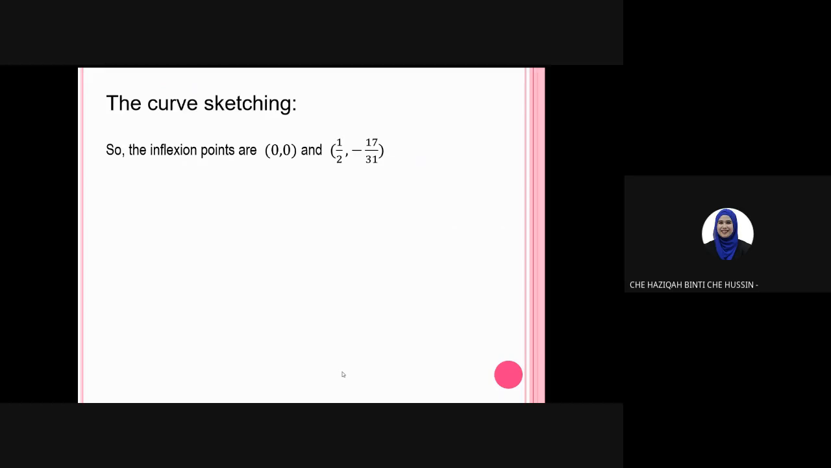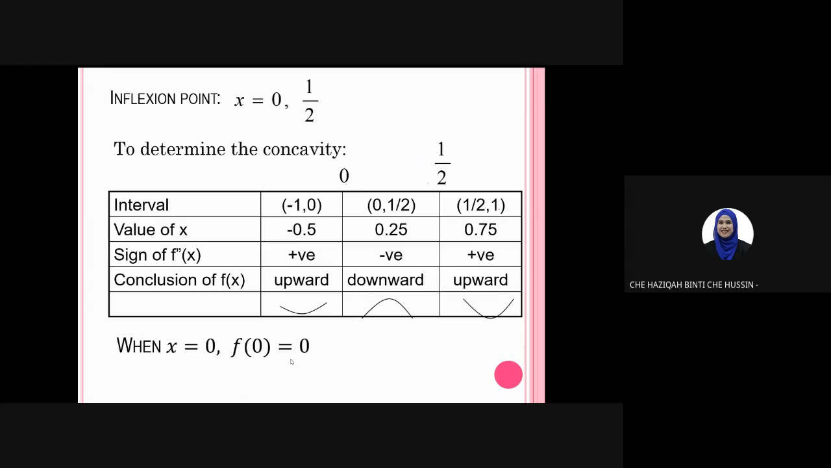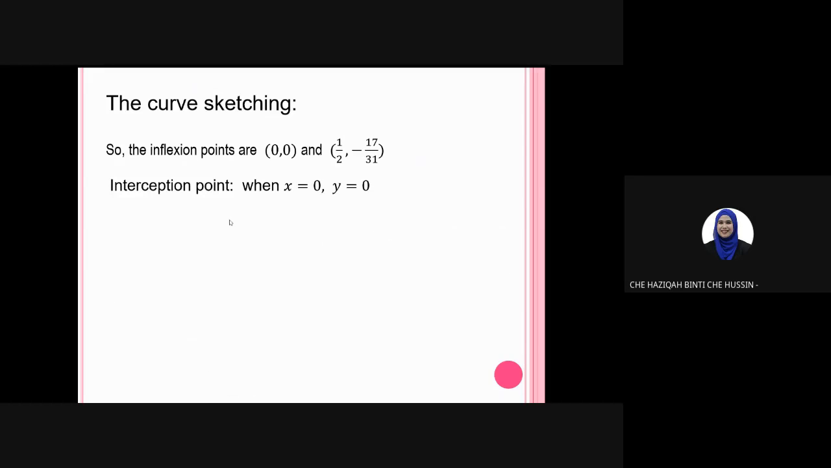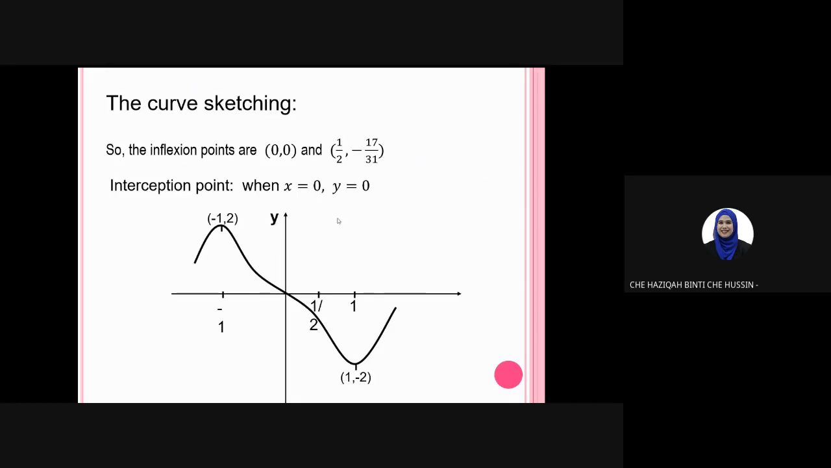This is the curve sketching. So the inflection points are 0, 0, and 1 over 2, negative 17 over 32. Just now we have 0 and 1 over 2, and then f(0) is 0, and f(1/2) is negative 17 over 32. So here, there is an intersection point when x equal to 0, y equal to 0, it will be like this.